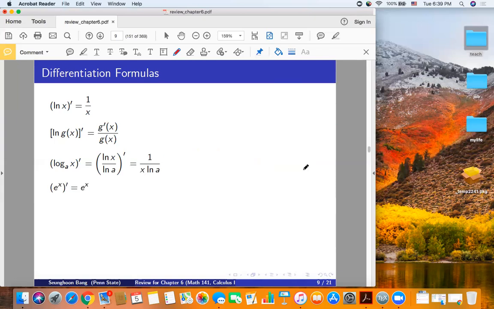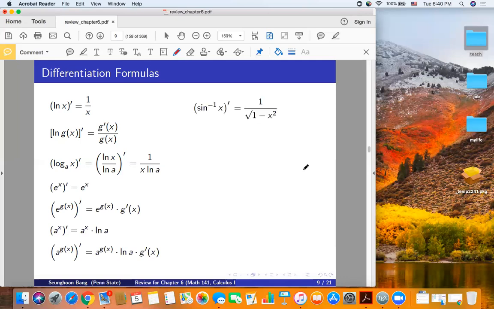So e to the x prime is e to the x. E to the g of x prime is e to the g of x times g prime. A to the x prime is a to the x times ln a. A to the g of x prime is a to the g of x times ln of a times the power prime, g prime of x.